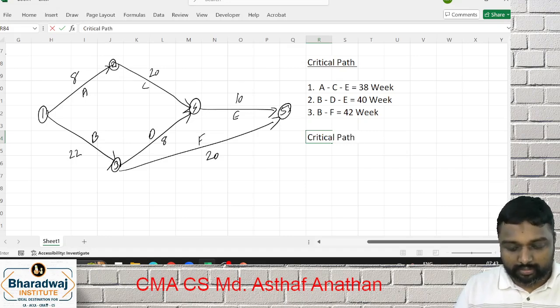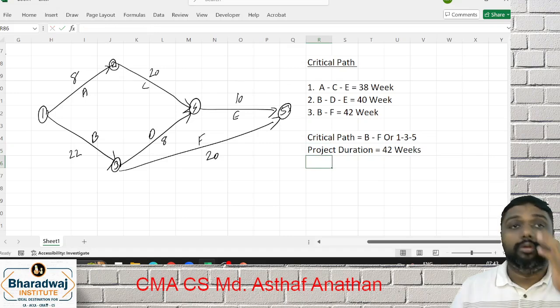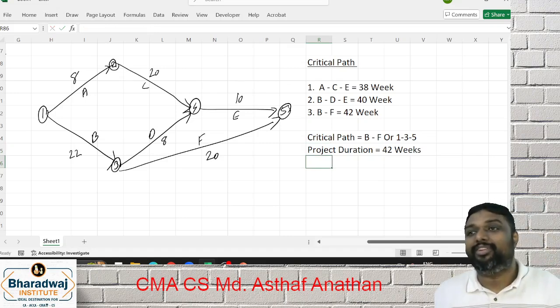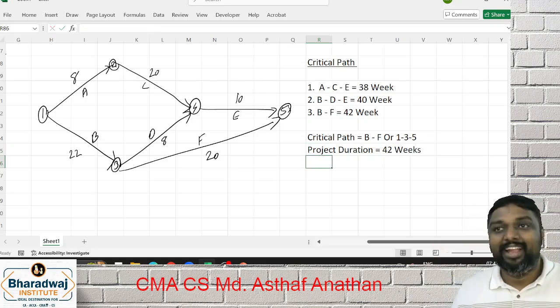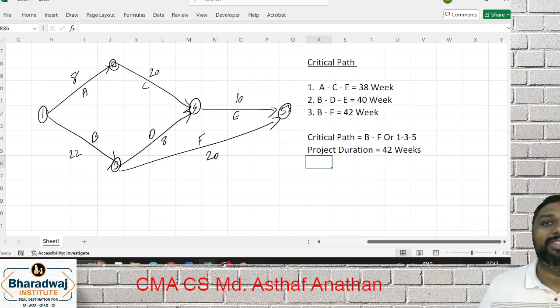Critical path is B to F, or you can say 1 to 3 and 3 to 5. And project duration is what? 42. If you want to do total float and free float, it's a continuation of your last session. So your last session revision is very, very important. Then only you will be able to solve this concept.